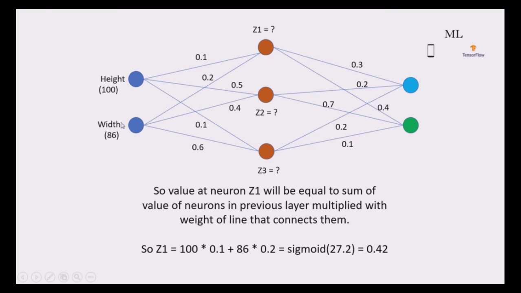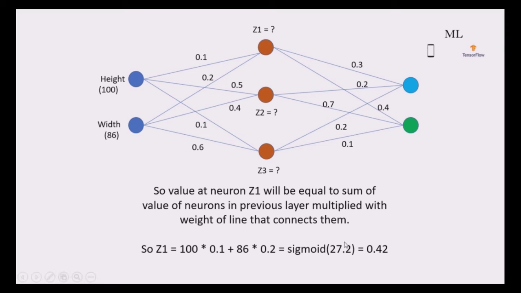Then add the value of the other neuron in the previous layer, which is 86, multiplied by the weight 0.2. Then we add them and take sigmoid, and the resultant value is 0.42. So the value of neuron Z1 is 0.42.